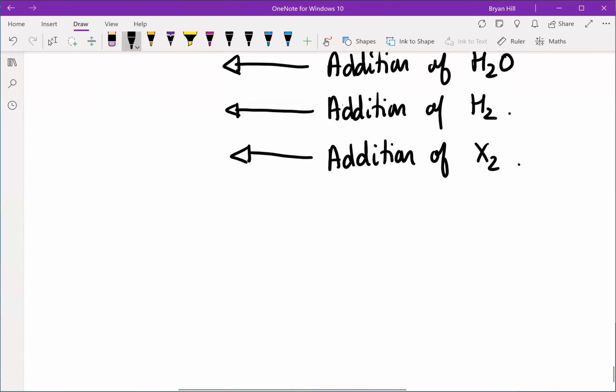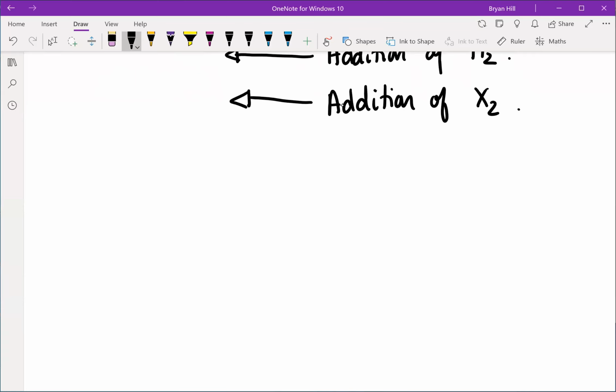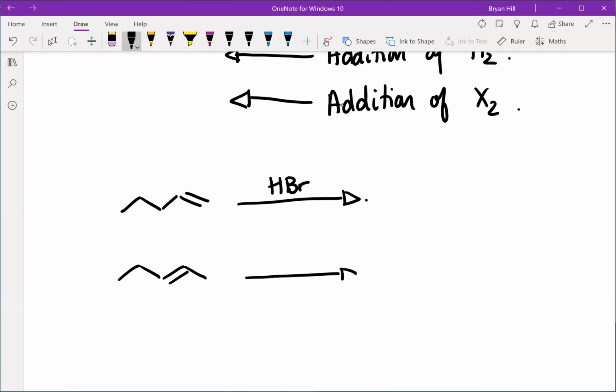So if we were doing HBr, okay, take a minute or two and think of what the products of these reactions are. Or draw them out, that type of thing.